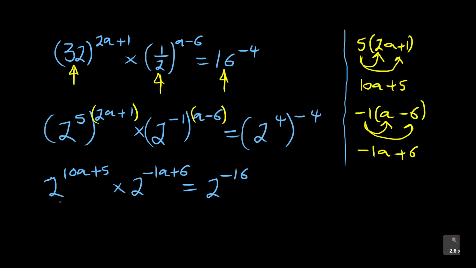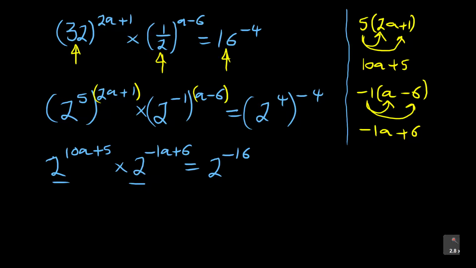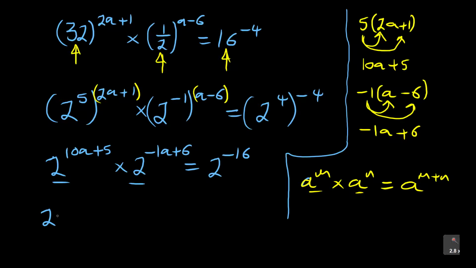You see that? Then what you need to do, remember these are equations, you need to focus on these two. You are using the rules of exponents, which says if we are given a to the power of m times a to the power of n, bases are the same, it's a to the power of m plus n. That's what you're going to use. So here you've got 2 to the power 10a plus 5 plus minus 1a plus 6 is equal to 2 to the power negative 16.